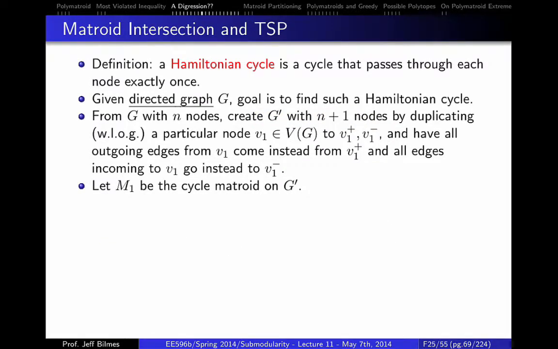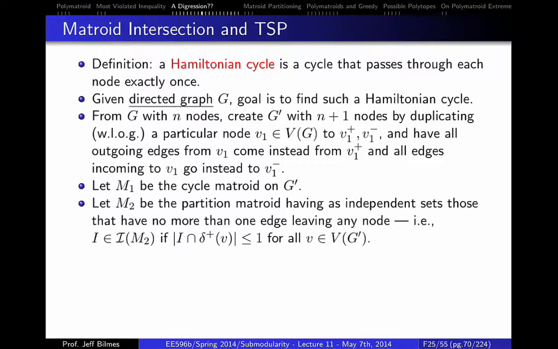Now let's define a bunch of matroids on this new graph. Let's say M1 is the cycle matroid on G prime, the new graph. So basically it means that you can't have any directed cycles. Let's say M2 is the partition matroid, where we partition the outgoing edges of every vertex. So every set of outgoing edges from a vertex is one block of the partition, and it's a partition matroid. So it basically says that you're independent if you choose at most one edge outgoing from every vertex. Okay.